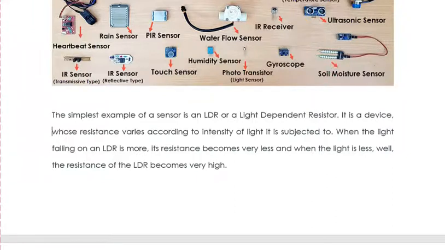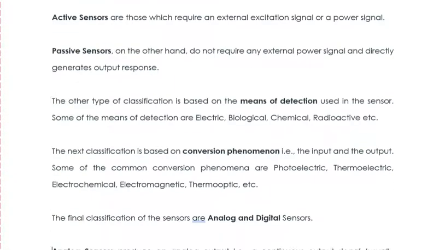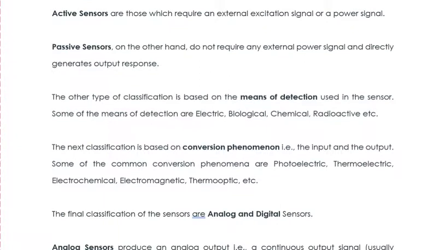Okay? Ang operation sa imong LDR is dependent kay light dependent resistor siya. Dependent siya sa amount of light nga ka-receive niya.